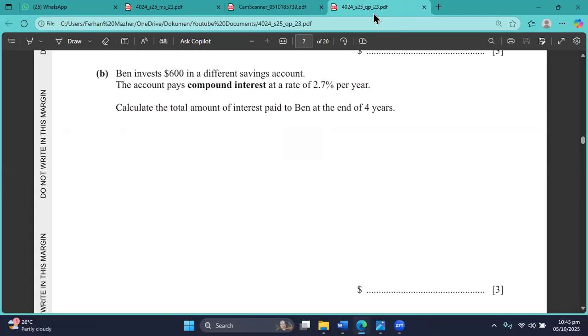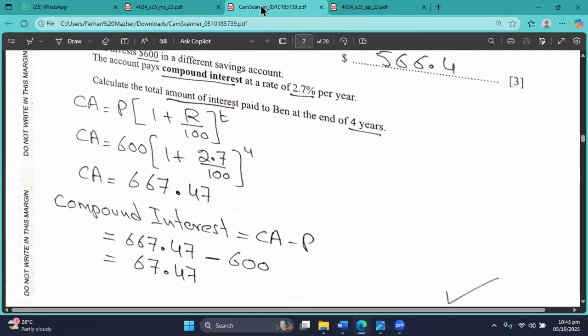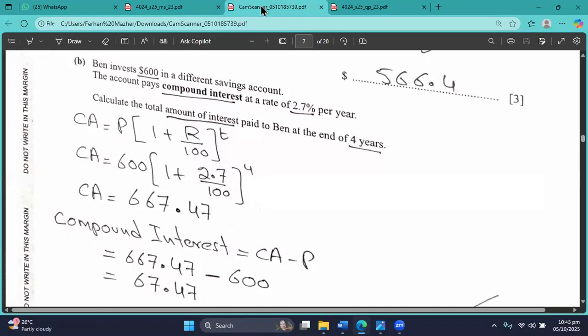First of all, we will find the compounded amount. Then from the compounded amount, I will subtract the principal amount, and that will give me the interest. So the compounded amount formula is P(1 + R/100) raised to the power T. The P is 600 and the R is 2.7. The time is 4 years. So when you do this calculation, you get $667.47. The compound interest is equal to the compounded amount minus the principal. And 667.47 minus 600, that will be $67.47.